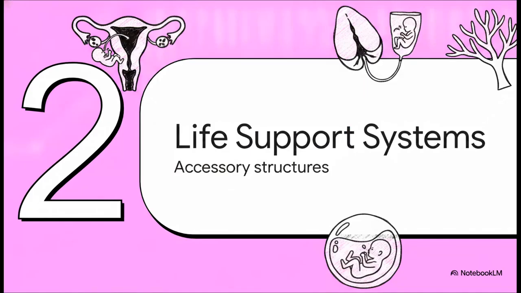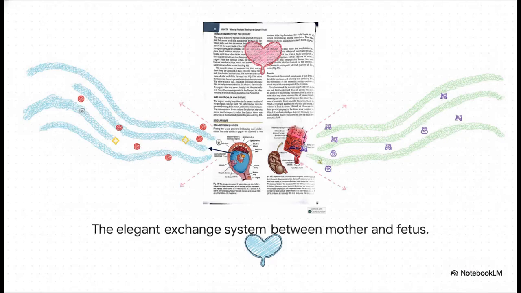Moving right along to Section 2, the life support systems. Okay, now that we have a developing zygote implanting in the uterus, we really need to shift our focus to the accessory structures of pregnancy. These are temporary, highly specialized life support systems that step in to make fetal survival and growth entirely possible. When you look at the relationship between the maternal blood in the intervillous space and the fetal chorionic villi, there is a massive takeaway you cannot forget.